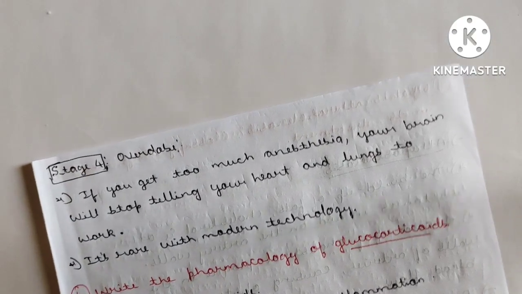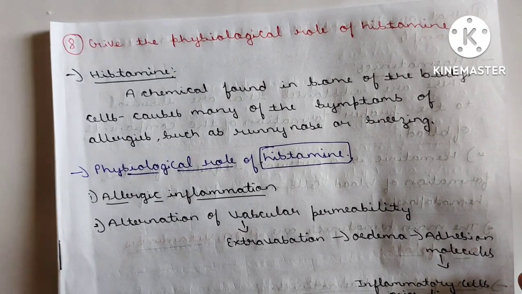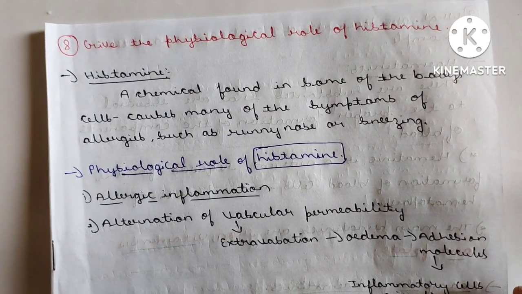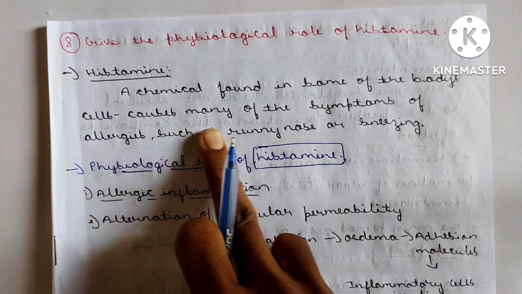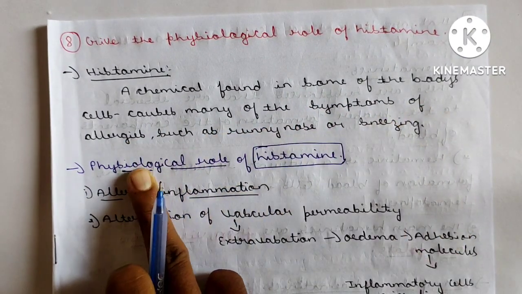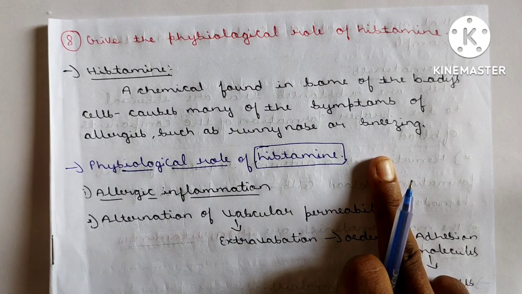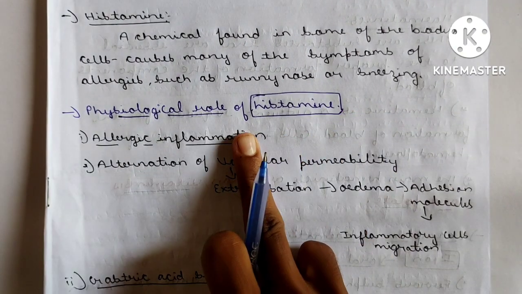Yes, now let's move towards question number 8. Give the physiological role of histamine. See, histamine, a chemical found in some of the body's cells, causes many of the symptoms of allergies such as running nose or sneezing. This is the function of histamine. It is a chemical compound.